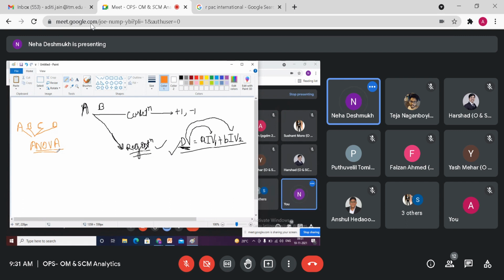What is the meaning of variance? Ma'am, variance shows the variability of the data, the spread of the data.